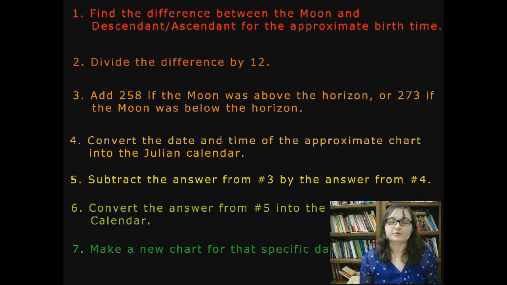And then after that, you can convert the date and time of the approximate chart into a Julian calendar model. And then after you've done that, you will subtract the answer from adding the gestation period from the Julian calendar model that you got from the approximate birth time. And then once you get that, you will convert it back into the Julian calendar and make a new chart for that specific date and time.